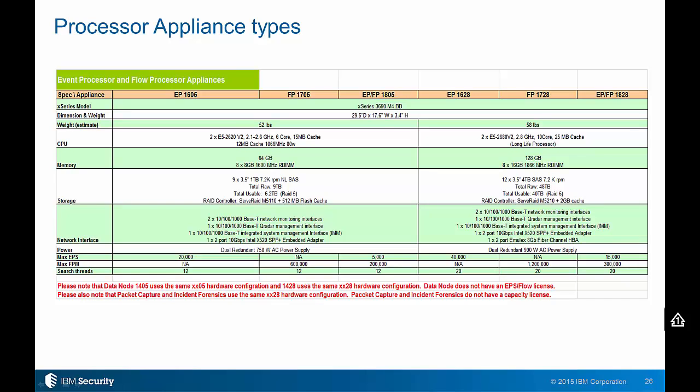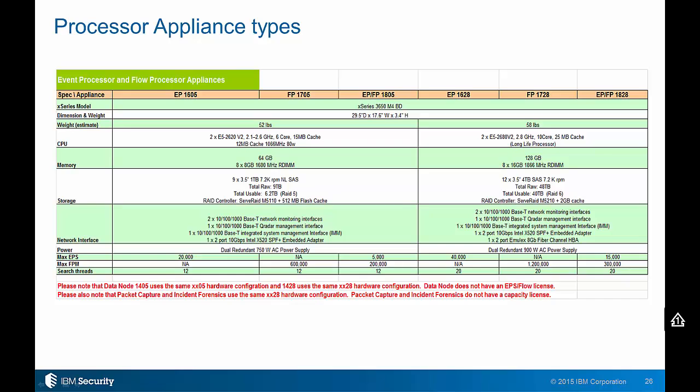The XX28 series have two 2.8 GHz 10-core processors and come with 128 gigs of RAM and a total of 40 terabyte storage capacity. It has one management interface and two network interfaces, as well as an IMM interface for remote management. It supports fiber channels. The first two numbers of the appliances define the purpose of the appliance.